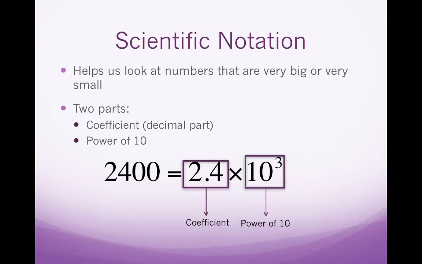So for example, if we look at 2,400, in scientific notation, we have a coefficient or a decimal part of 2.4, and we have a power of 10 to the third power. So we want our coefficient to always be between 1 and 10, or 1 and 9. In order to do that, we take our original number and we move the decimal either to the right or to the left until we get a coefficient between 1 and 9.